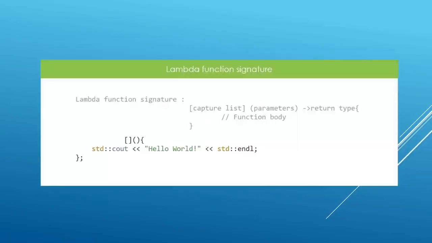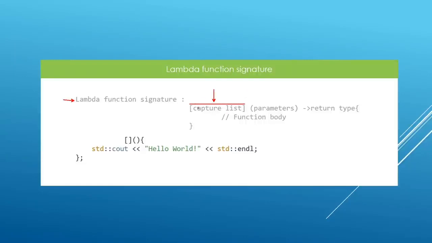Before we talk about anything about Lambda functions, we're going to first see the Lambda function signature. And there is a special syntax you have to follow if you want to set up a Lambda function in C++. The first thing you have to put in place is square brackets like this, and that's going to be your capture list. We are not going to talk any more about this. We're going to have a chance to talk about this in detail.